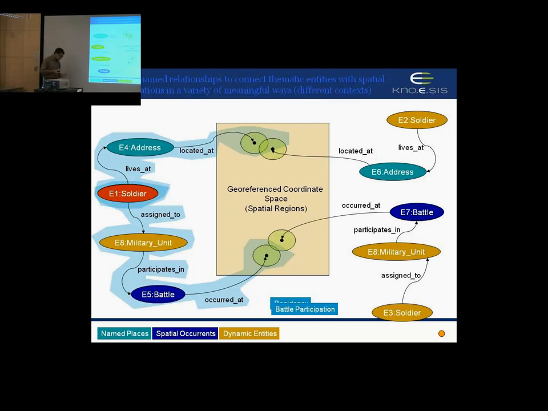Now, there are three different kinds of entities which we see here. One is the named places, the places which have a specific name, like addresses and so on. Then there is something called spatial occurrences, like battles. They occur at a particular location, as does any particular event like the G20 summit or the Olympic bidding process. And then there are dynamic entities which can move around, like a person who occupies a house may move out of the house and somebody new can come in. Those kinds of things are called dynamic entities. So we can capture all this information using RDF graphs.